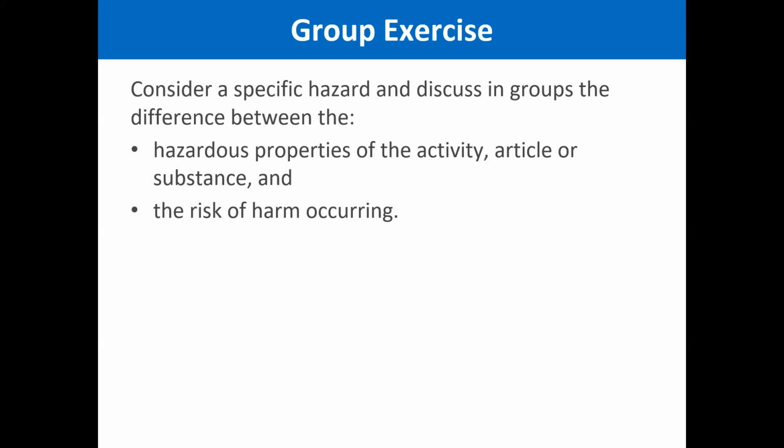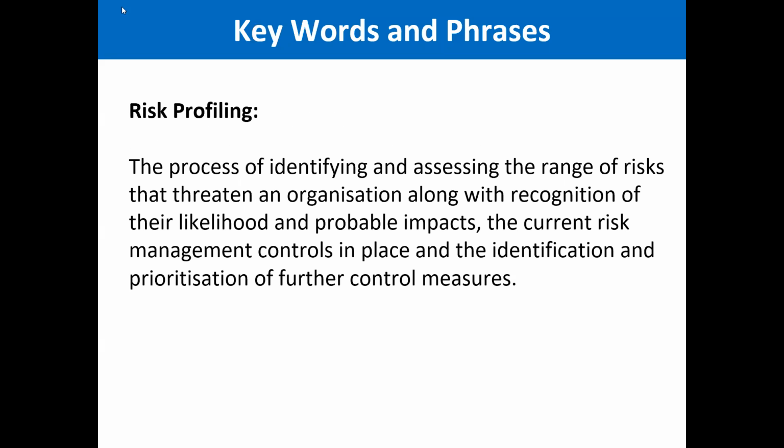Okay, so these are some things which we will discuss in a lot more detail further. This is just something which I wanted to clarify with you guys. Now let's move on to certain other key words and phrases such as risk profiling. What do we mean by risk profiling? Risk profiling is basically the process of identifying and assessing a range of risks that threaten an organization along with the recognition of their likelihood and probable impacts. So basically, risk profiling is when you look at the range of risks that are posed to an organization, and once you look at them, you need to look at the control measures in place, and then you can propose further controls and prioritize them.